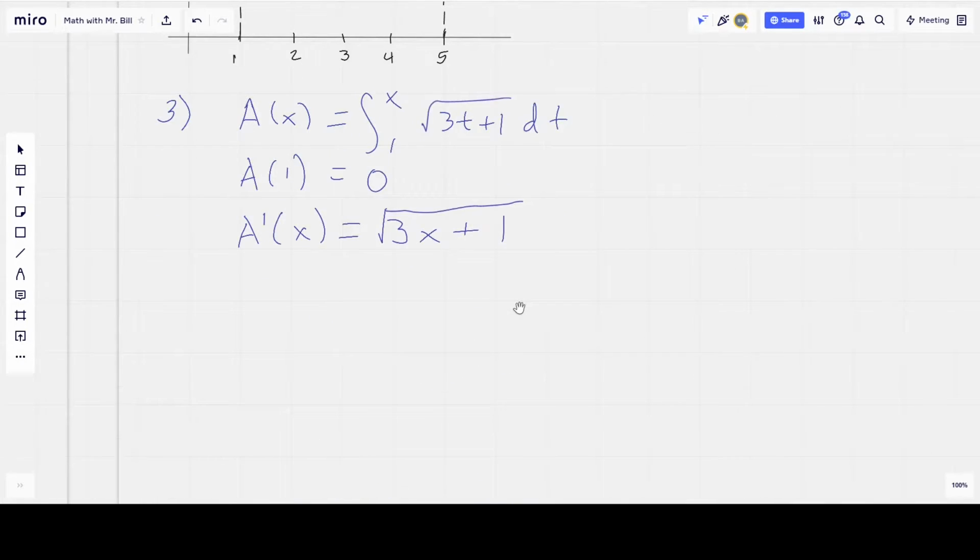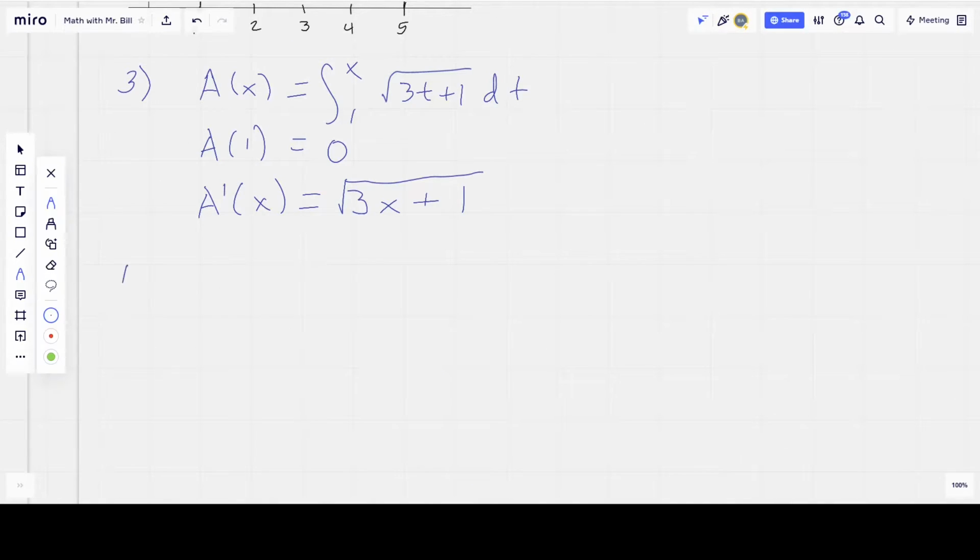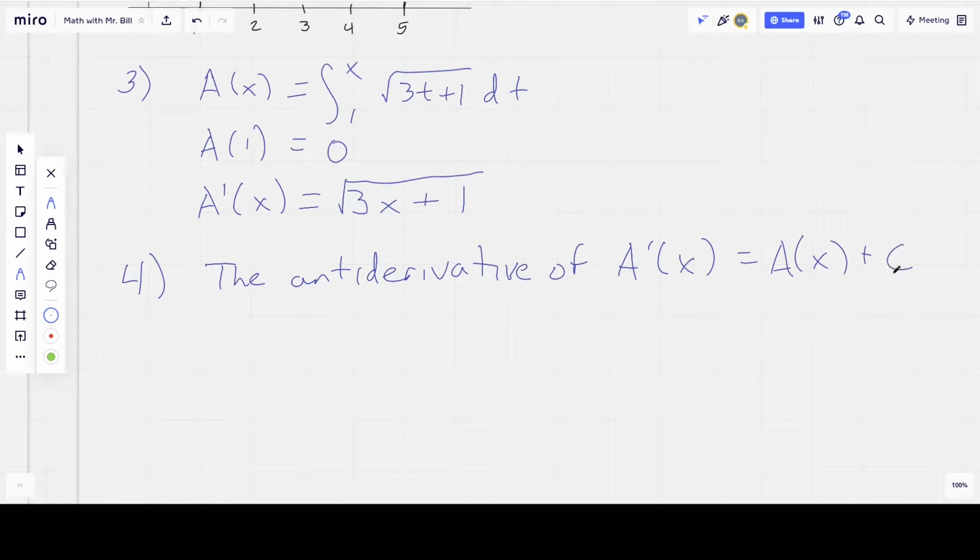And this is an interesting way of looking at the integral. So what sort of fact can we use here? Well, one thing that we can use is the idea that we can find the antiderivative of a function. And so looking at A prime of x, we could, if we wanted to, find the antiderivative of that without resorting back to the integral form. So the antiderivative of A prime of x equals A of x plus a constant.